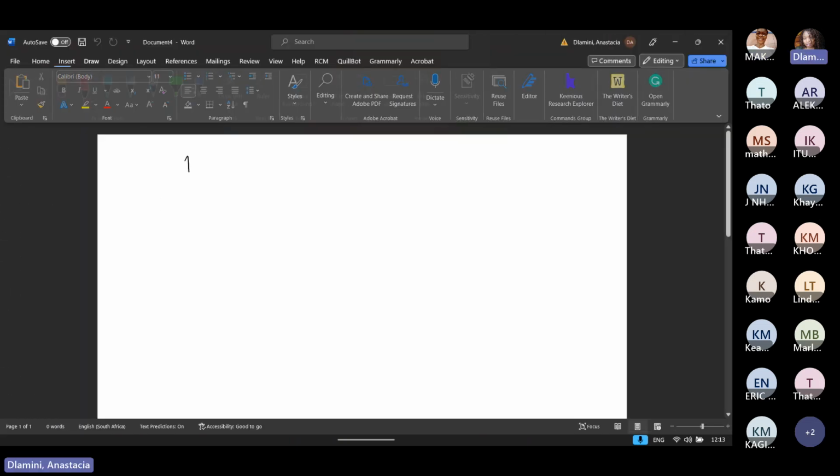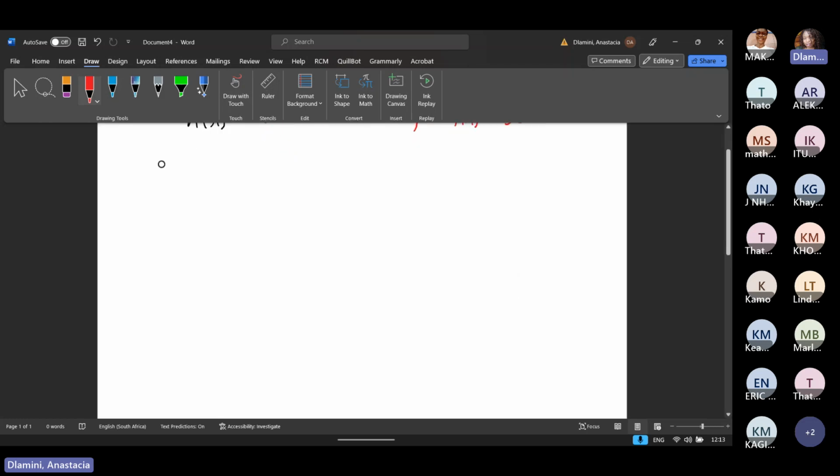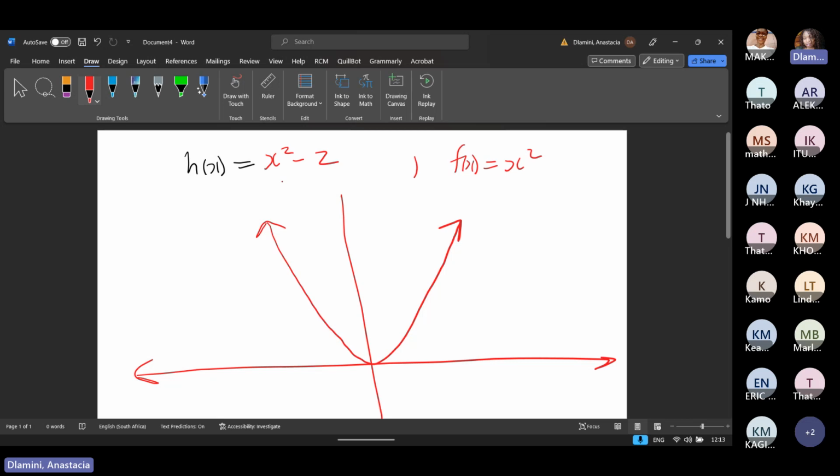So the next one says h of x is equal to x squared minus 2, right? You're given the mother function, or the parent function, which is x squared. So let's draw that. We start with the parabola, the mother function. We know it cuts at the origin. And they ask, can you please explain the transformation? What did it do? It shifted 2 units downwards.